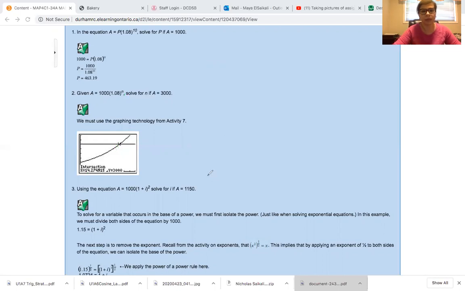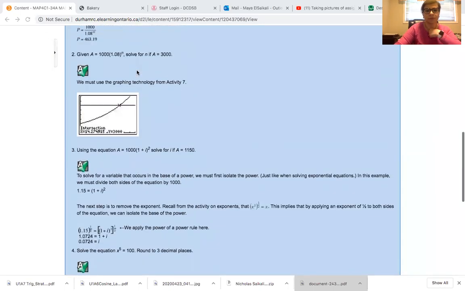Now, let's look at the third example. Using the equation A equals 1,000 times (1 plus i) squared, solve for i if A is equal to 1150. So they're asking me to solve for i if A is equal to 1150. I'm going to replace A with 1150.